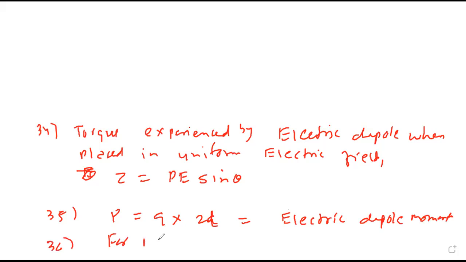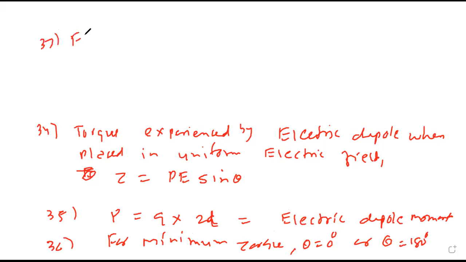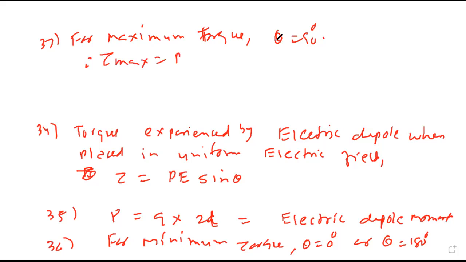For minimum torque, theta equals 0 or theta equals 180. For maximum torque, theta equal to 90 degree. Therefore, maximum torque is P E. Okay.